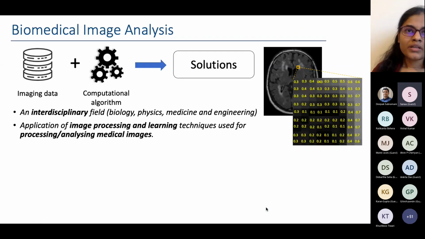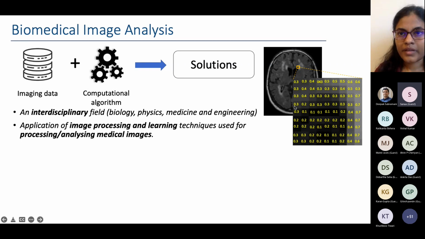So, what is biomedical image analysis? So let's get to the basics, right? So we have imaging data. It can be an MRI scan or a CT scan. So we have this imaging data. So our aim is to analyze this imaging data using a computational algorithm to get solutions that can give us useful information. So when we look at this image, this is one of the images from my study.